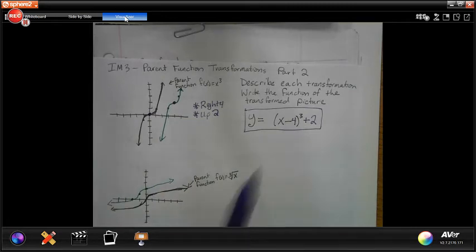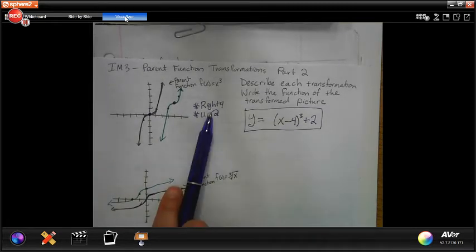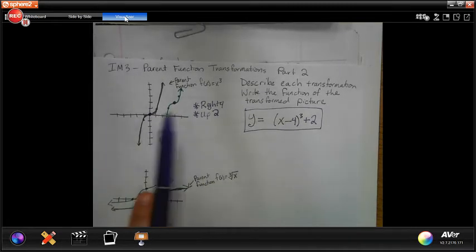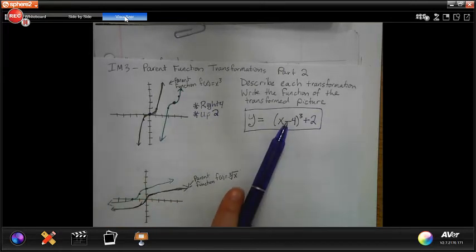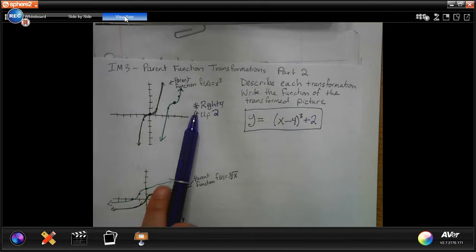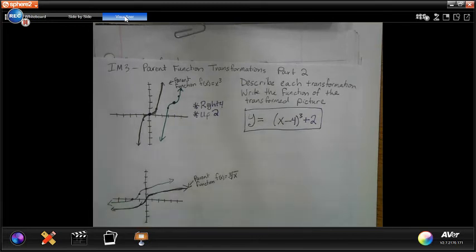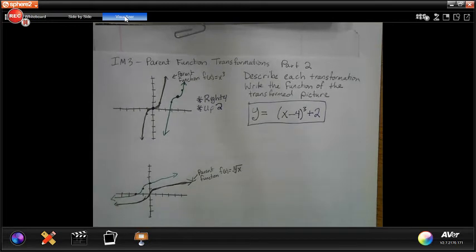You're going to have some problems where you get this and you have to write the changes, or where you get this and you have to write the equation, or if you get the changes and you have to write the equations. It's all kind of intermixed. Okay. Next one.